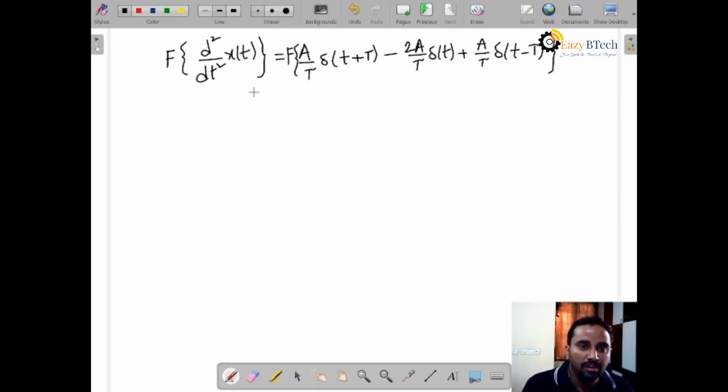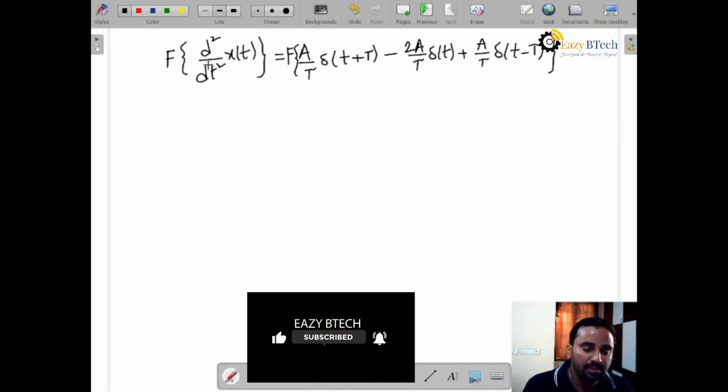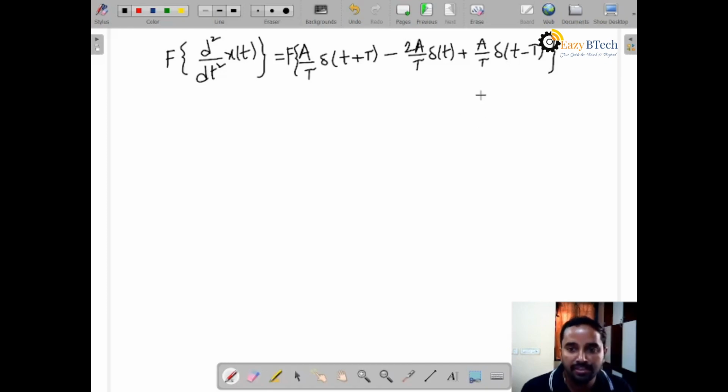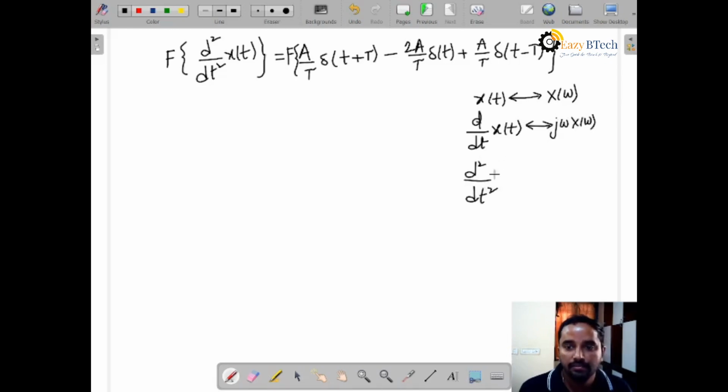So now we already know, apply the time differentiation property. What is the time differentiation property saying? If the Fourier transform of x of t is X of omega, then the Fourier transform of d by dt of x of t becomes j omega into X of omega. So here we have d square by dt square, the second time derivative. So the Fourier transform of d square by dt square will become j omega whole square X of omega.